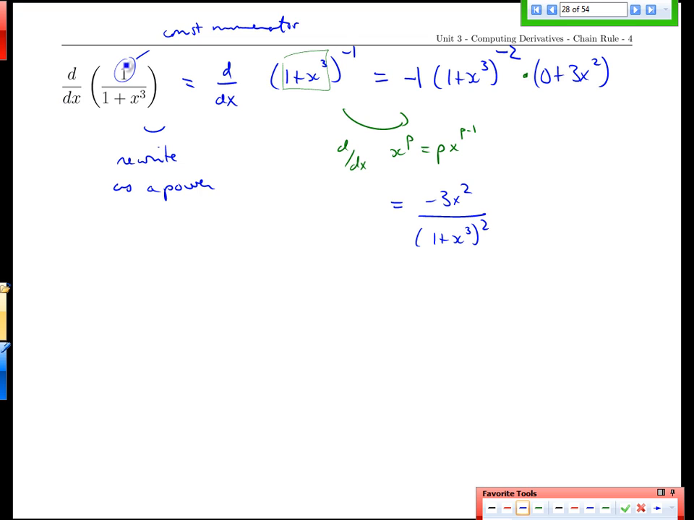So the derivative of 1 over 1 plus x cubed does have sort of a quotient rule feel to it because of the quadratic in the bottom, but I think this method is a little more straightforward than the full out top derivative times the bottom, all that for the quotient rule. This seems a little more efficient to me. You would get the same answer both ways, but it's up to you which method you choose.